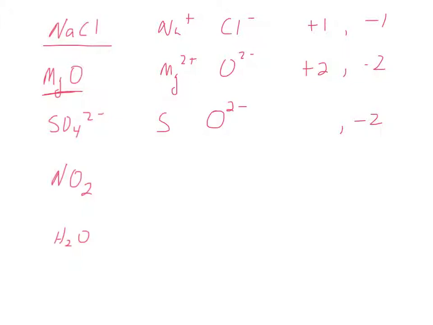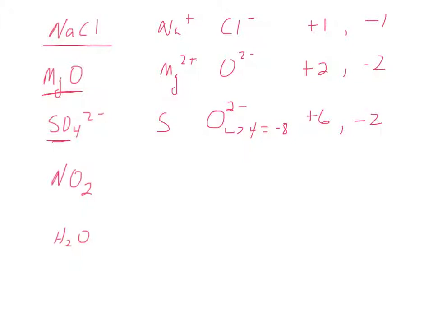I've got how many -2s? I've got 4 of those guys. So 4 times a -2 gives me a -8. Now, the sum of the oxidation states must equal -2. So the sulfur must be a +6. Now, I know that sounds really weird, and it is. But remember, this is an artificial bookkeeping. It is not a real charge. It's just a way of thinking of the charge that could occur on these atoms.